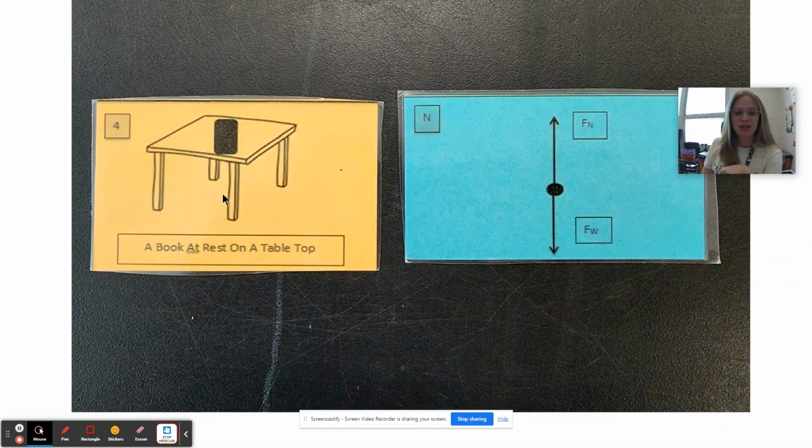Okay, here, same thing, except you have a book sitting on a table. So you'll have your gravitational force, but instead of a buoyancy force, you'll have your normal force because you have that normal supporting force, which is coming from the table. So both of these arrows will be the same length.